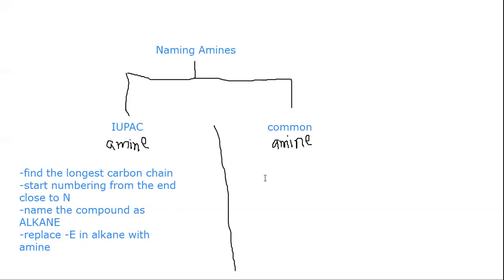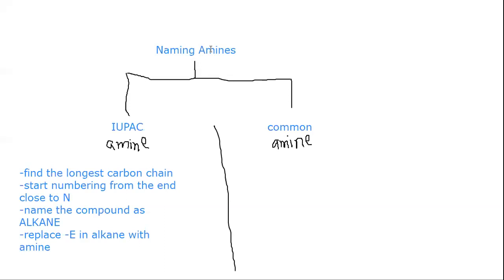In IUPAC, the rules don't change. Find the longest carbon chain. Then you start numbering from the end close to nitrogen. Name the compound as an alkane. And then you just replace the E in alkane with amine, and you get the complete name with amine.